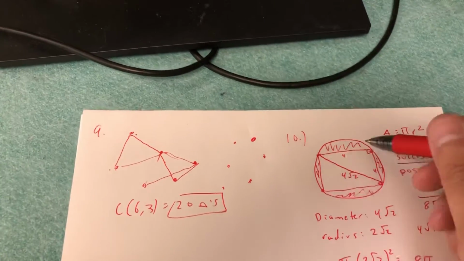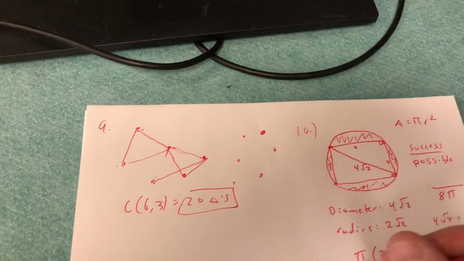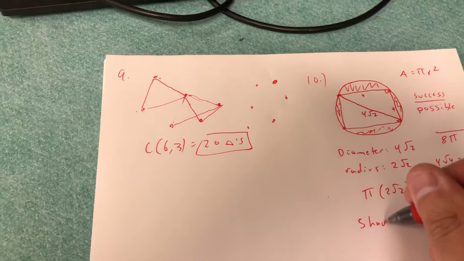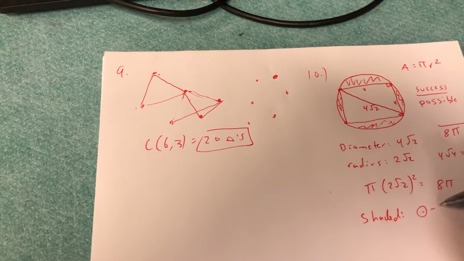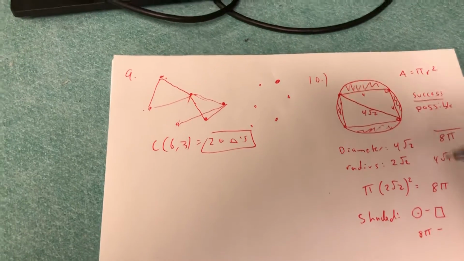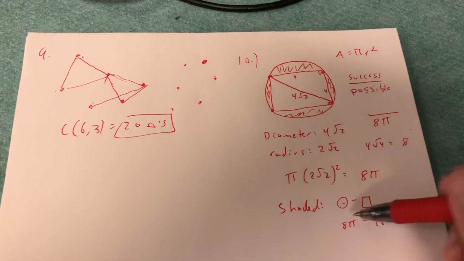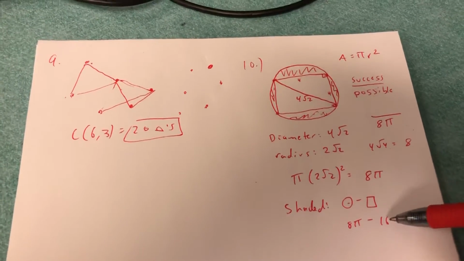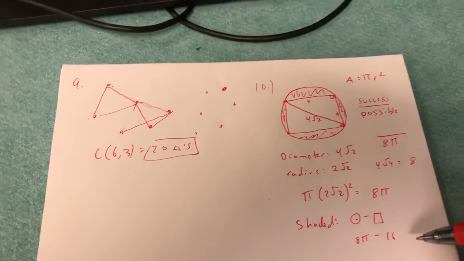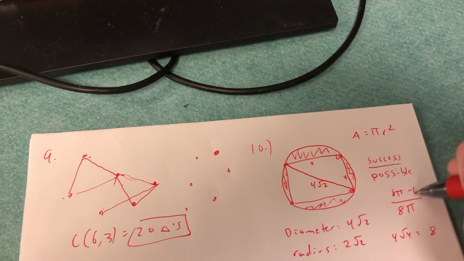The top is the area of the shaded region. The shaded region is going to be the circle minus the square. So the circle area is 8 pi. The square area, it's a 4 by 4, which is going to be an area of 16. So it's going to be about 24-ish minus 16 would basically be the shaded region. And so that's going to be my success area. So 8 pi minus 16.